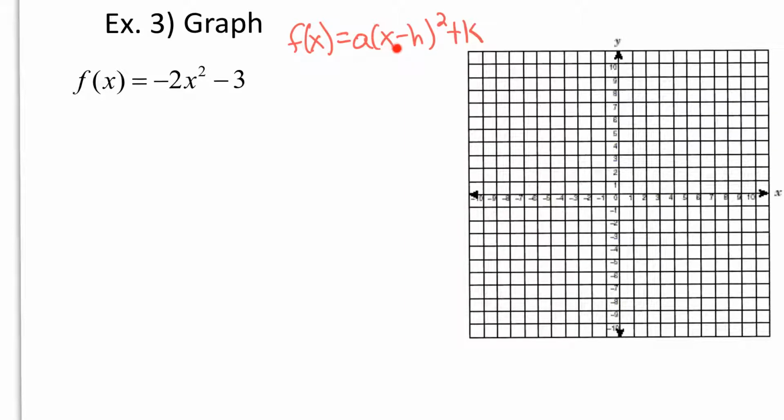So we have this vertex form here. You guys want to compare. So first of all, we need the vertex, step number 1. And for the vertex, I'm going to put v here for vertex. I need the h and the k.